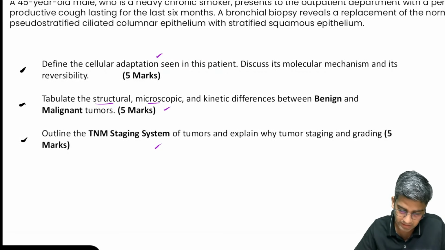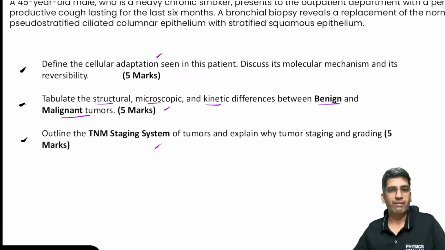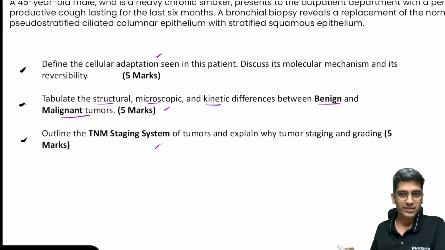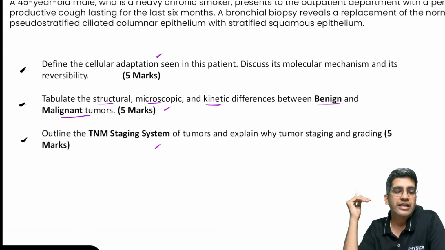Tabulate the structural, microscopic, and kinetic difference between benign and malignant tumors. Now I want answers from you. My job is just to tell how to write it. That's it, right? Can anyone tell me the differences between benign malignant tumors.